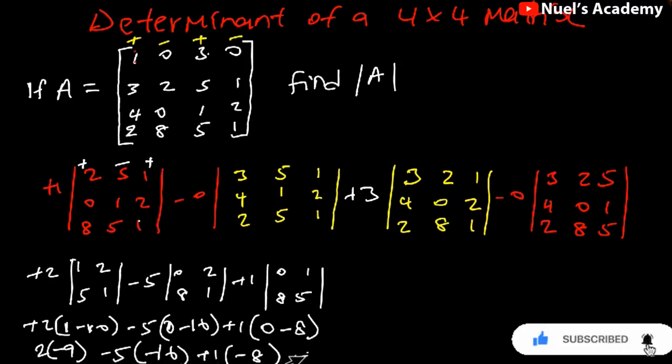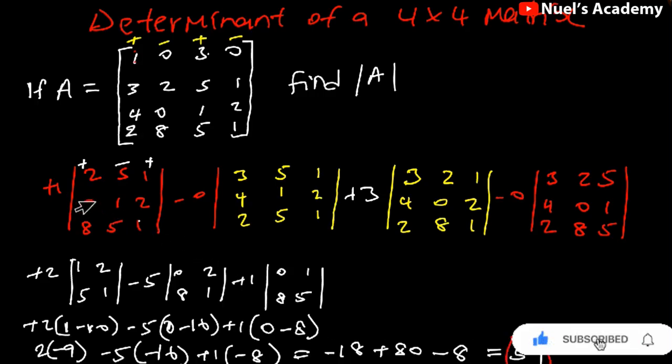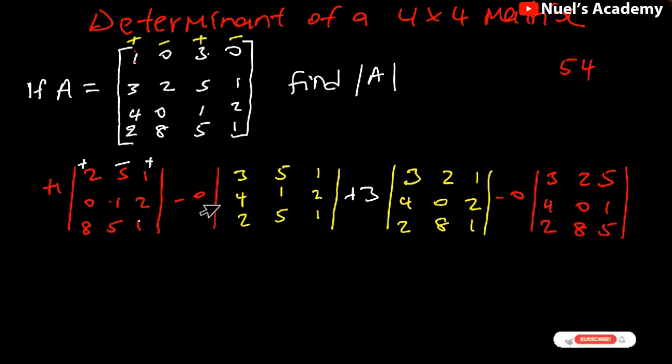So this is going to be equal to 2 times negative 9 is negative 18, minus 5 times minus 16 is plus 80. Then we have plus times minus is minus 1 times 8 is 8. So minus 18 plus 80 minus 8 is going to give us 54. So this 54 is the answer for this determinant of this 3x3 matrix. So let's keep it aside here. We have 54.